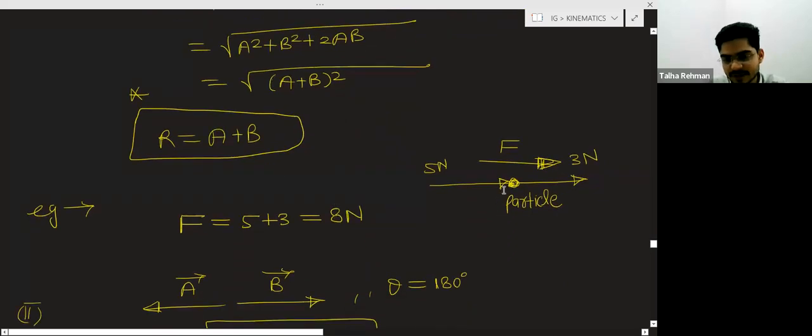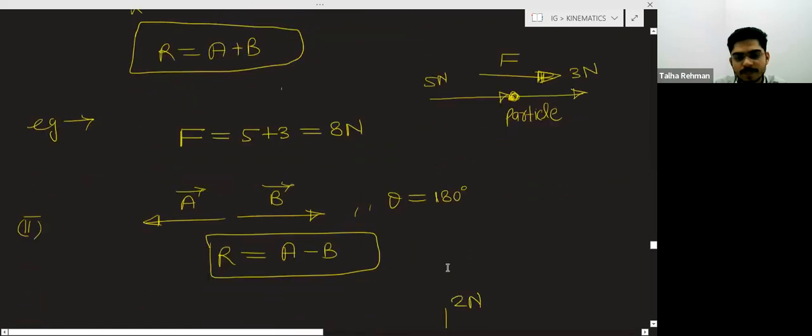I have given the example also. Suppose this is a particle, and on this particle, two forces are acting. One force of 5 Newton in this direction, another force of 3 Newton in this direction. What will be the resultant force on this particle? 5 plus 3, 8 Newton.